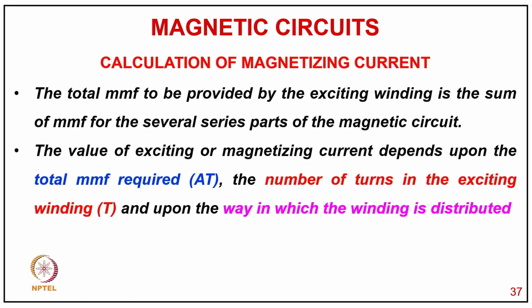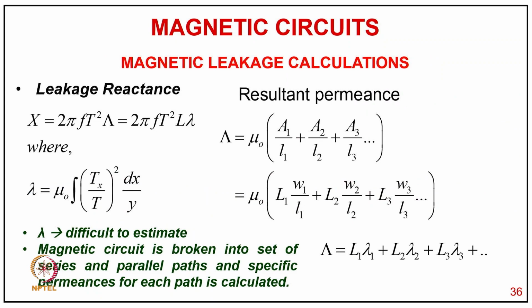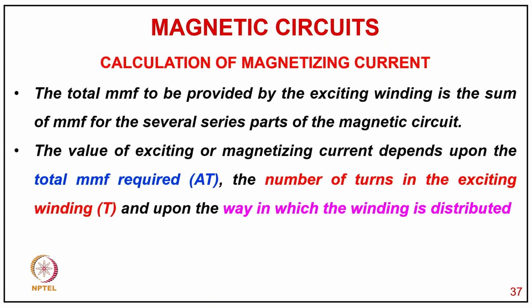Like, so you can call it the leakage. And now, calculation of magnetizing current. The total MMF required to be provided by the exciting winding is the sum of the MMF for the several series paths of the magnetic circuit. The value of exciting or magnetizing current depends upon the total MMF required, the number of turns in the exciting winding, and upon the way in which the winding is distributed.